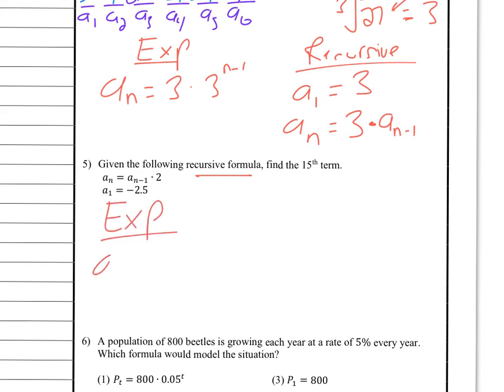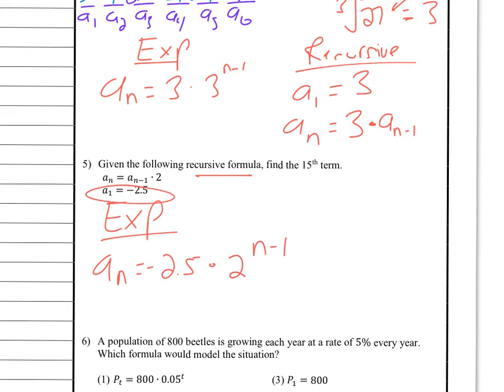So the explicit formula is a sub n equals a sub 1, the first term. Go figure, they gave us the first term, times the common ratio, which is the multiplying number. Well, hey, looky, there's the multiplying number right there. So times 2 to the n minus 1. And there we have it.